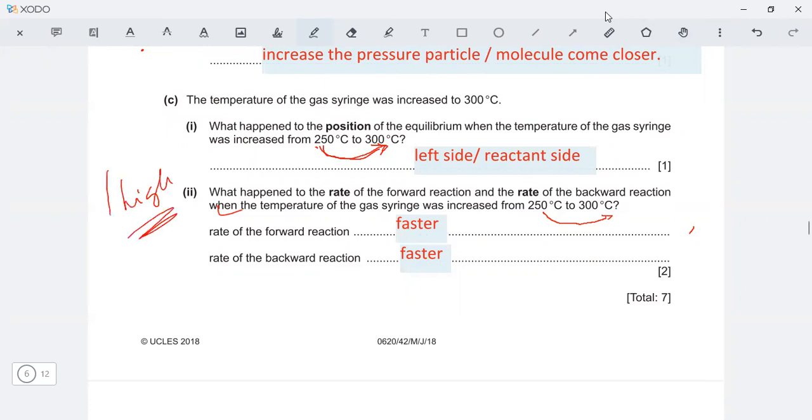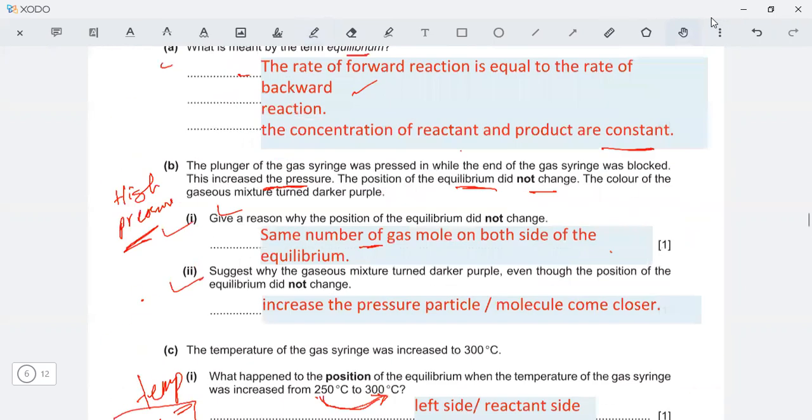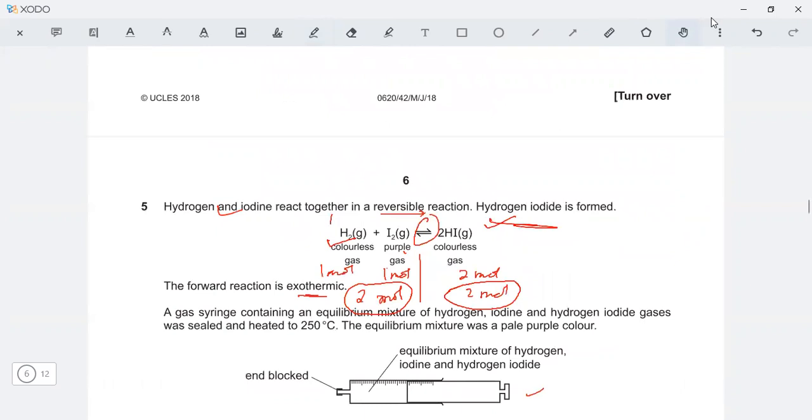So always remember, high temperature always favors the backward reaction, towards the reactant side. High temperature always favors the back side, from right to left. That is called the backward direction, the backward reaction. But low temperature always favors the forward reaction, from left to right.